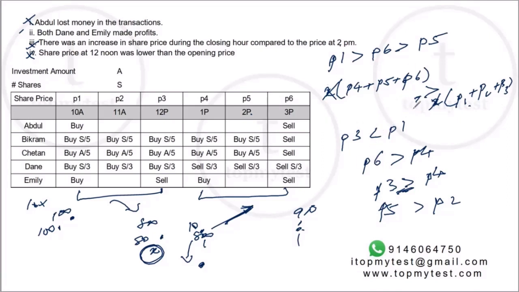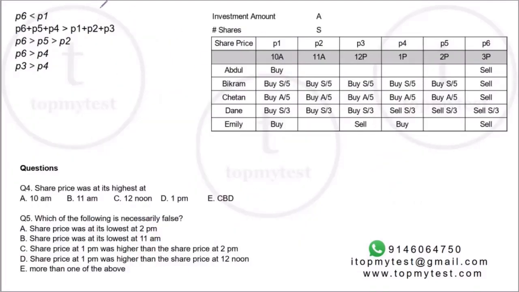Okay, so let's go and look at the questions. We have gotten a relative idea. I have written this down roughly. The share price was highest at what time? Now we know P1 is definitely greater than P6. P5 was lesser than P6, so it cannot be P5. P2 is also lesser. P4 is lesser than P6. And we know from P1 to P3 there was a drop. So P1 was the highest price. What is P1? P1 is 10 AM. Option A is your correct choice.